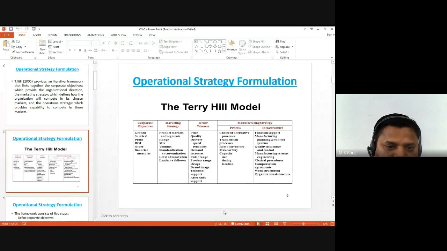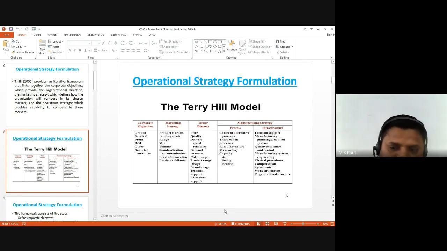And the last one is your operational strategy, which is otherwise known as manufacturing strategy. It basically includes process, and for process strategy, you need to support some infrastructure. In process strategy, we have the choice of alternative processes. The next is trade-off in processes. The next is the role of inventory, the make or buy decision, and capacity in the form of size, timing, and location.